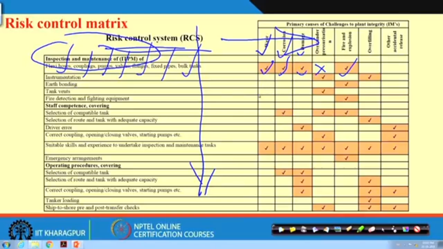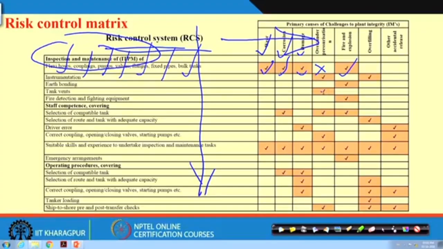Similarly, if you see instrumentation, what will it address? Instrumentation will tell about the wear. Nowadays, in the very complicated pipelines in the steel plants, we have instrumentation there, but here we do not have instrumentation. So, we use instrumentation for over and under pressurization. Similarly, tank vents. Tank vent is important for what? Fire. If the tank is venting, what initiating mechanism will it control? Fire and explosion. Hence, we will do it here.